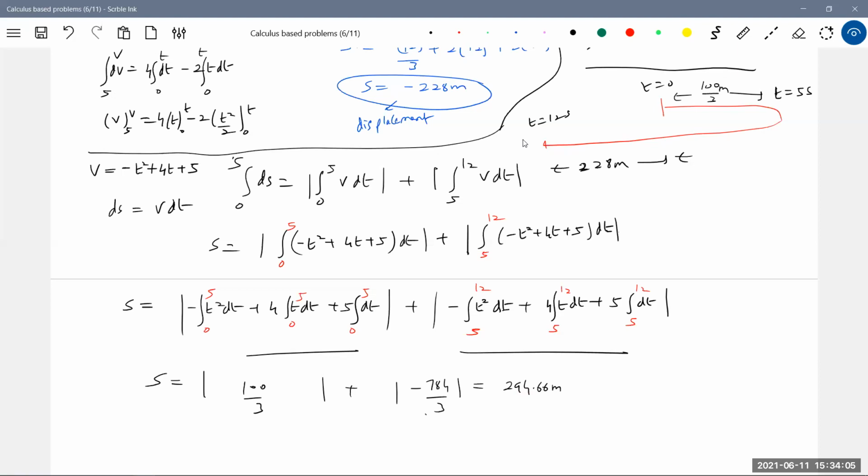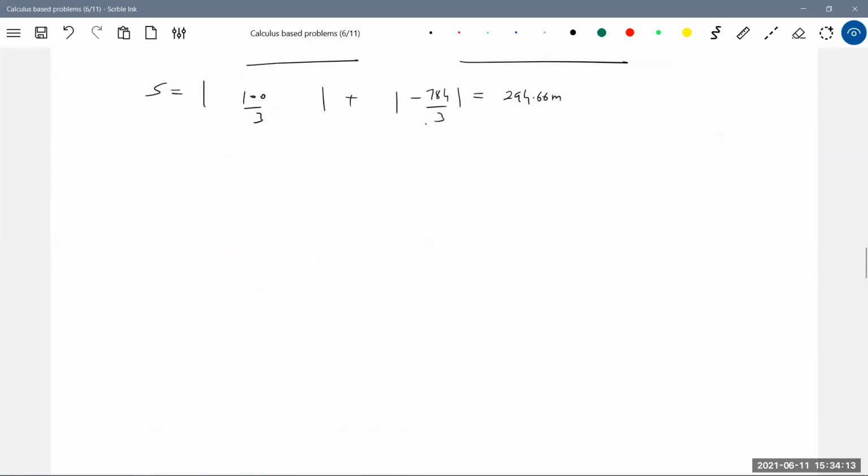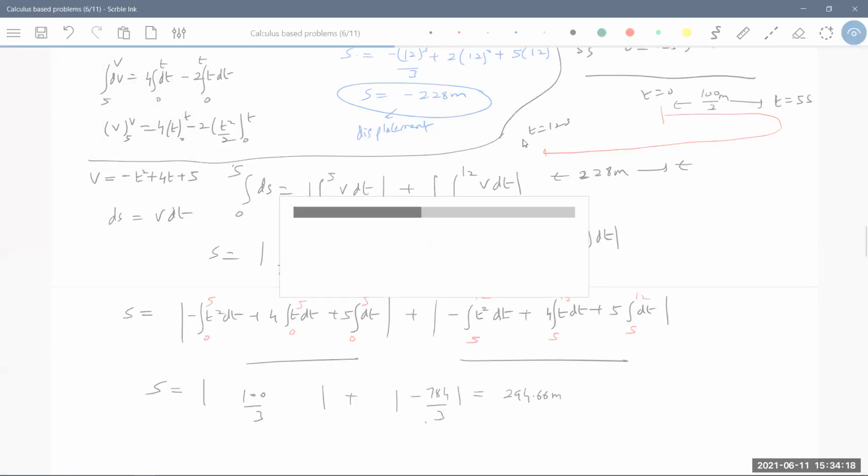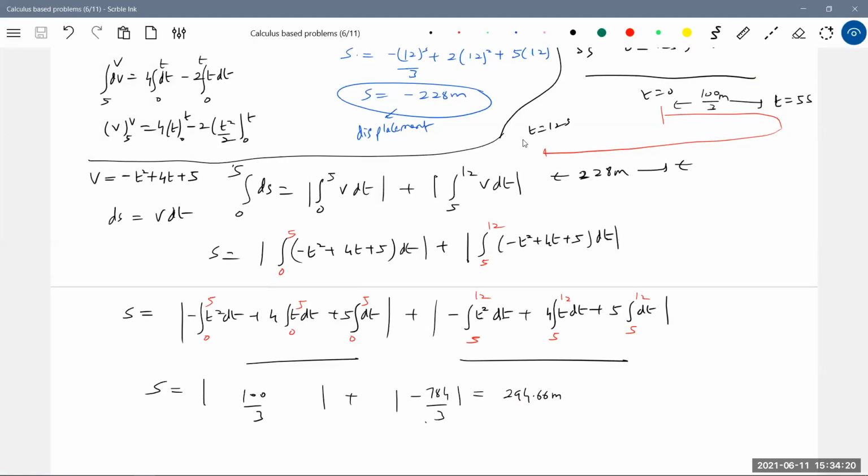Using V dt also we can do it, no, sir? How can you do it? Again you have to work out the integration only. Yes, sir. Okay, just look at the calculation. I'll go to the next part of the problem. So 784 by 3 is 261.3, sir. That was the previous final value, 261.3. Because it should be more than 228, no? Yes, sir. It's 228 plus 100 by 3. I think this is correct.